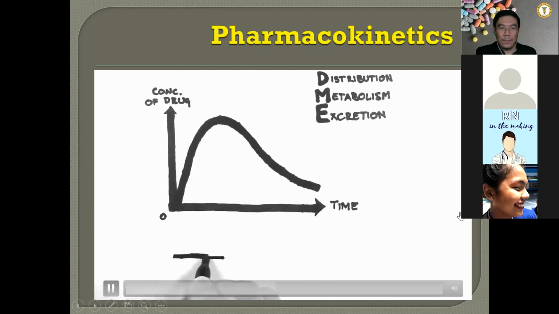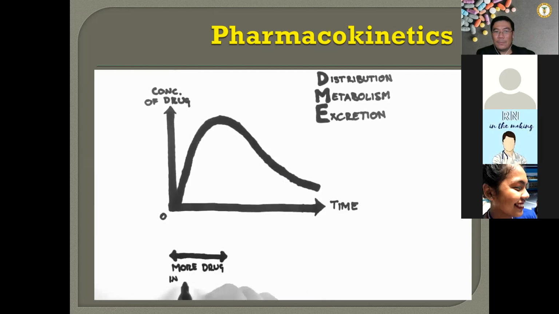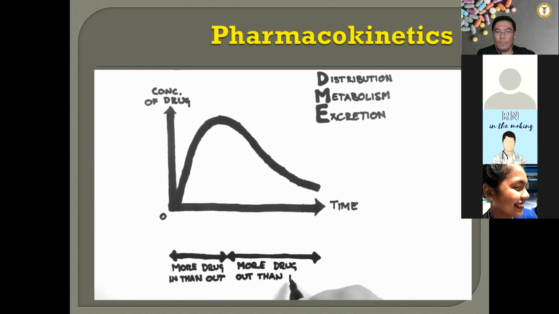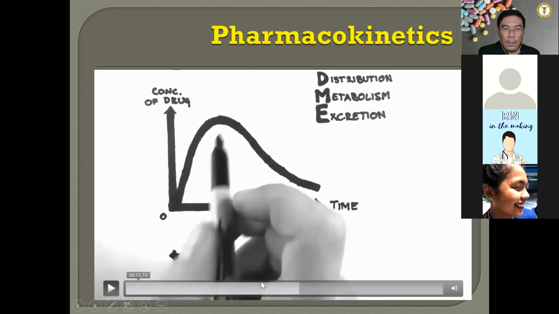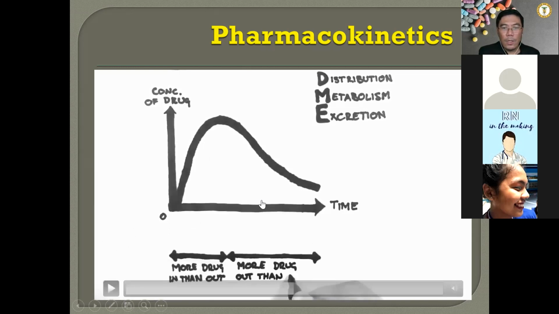Looking at this graph, we can see that in this section, the drug enters the body faster than it is being removed from it. Therefore, the concentration of the drug in the body increases. Then, after the peak of this graph, the drug is being removed from the body faster than it is entering. So the concentration of the drug in the body starts decreasing. So if you will notice, more drug in, then more drug out.